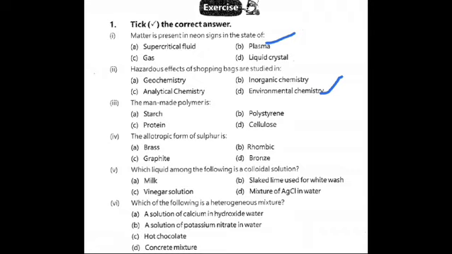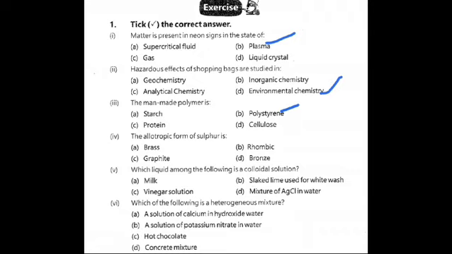The third MCQ is: the man-made polymer is starch, polystyrene, protein, or cellulose. The right answer is B, polystyrene, because polystyrene is a synthetic polymer that is widely used in packaging and insulation purposes.